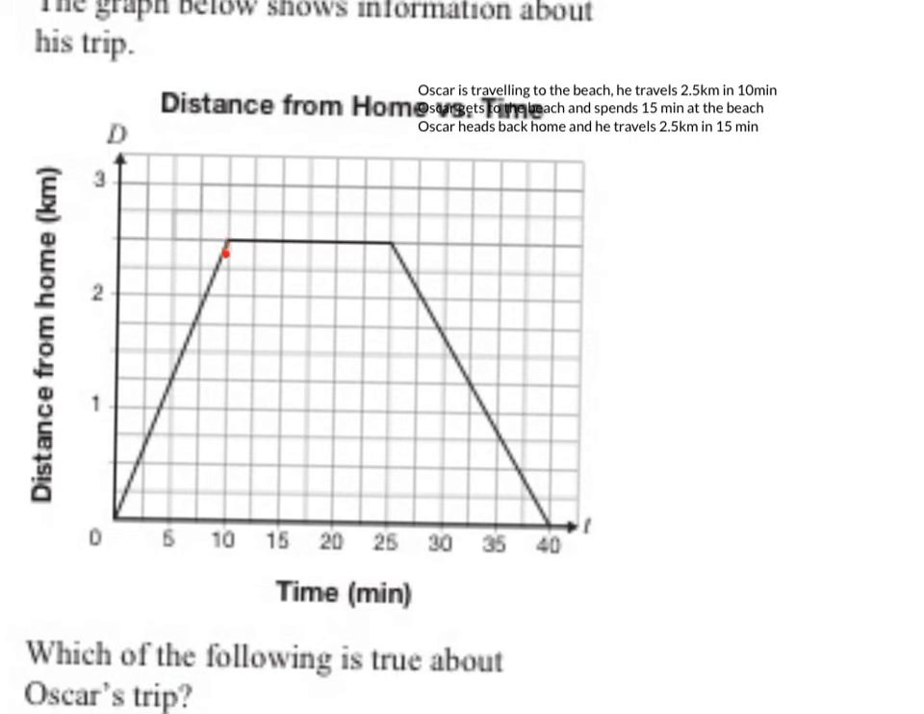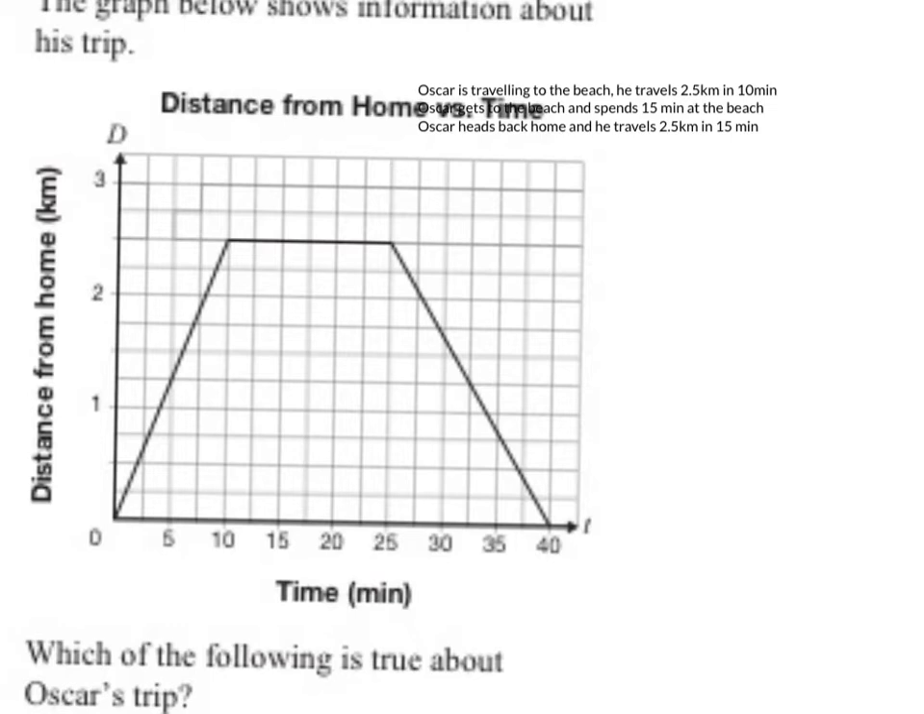And you can see that there's a point here, and a significant point here, here, and here. So what's this telling us? This is telling us Oscar traveled 2.5 kilometers, and he did it in 10 minutes. Over here, he stayed at the same spot because the distance didn't change, and he did that for 15 minutes. And this is when he starts to head home, and it's the same distance, 2.5 kilometers, again in 15 minutes.